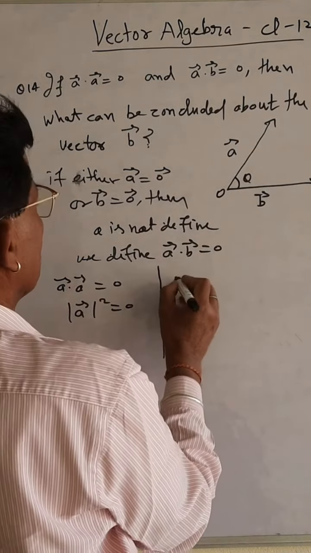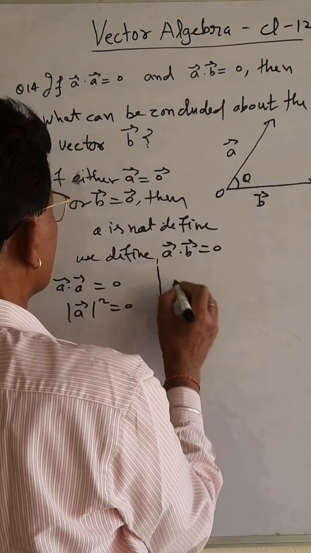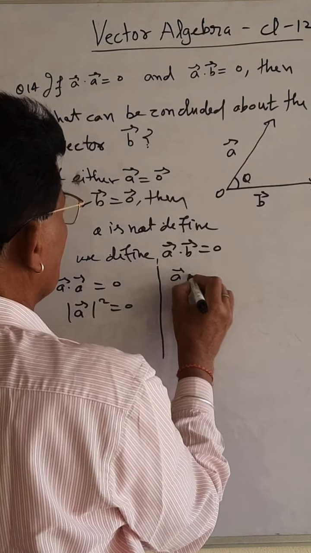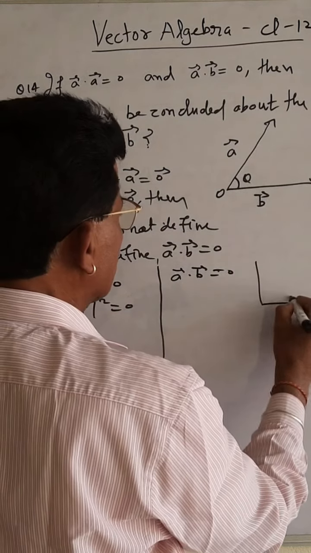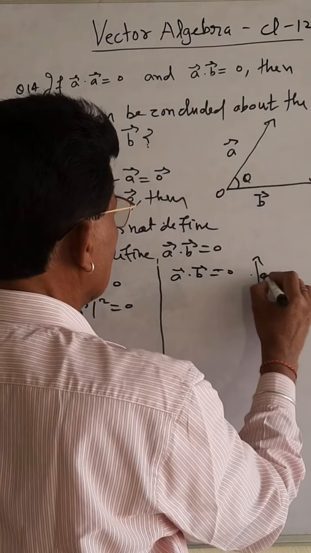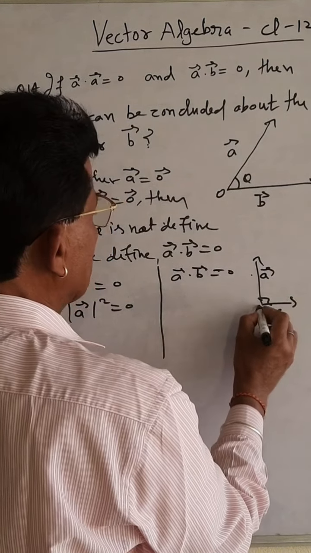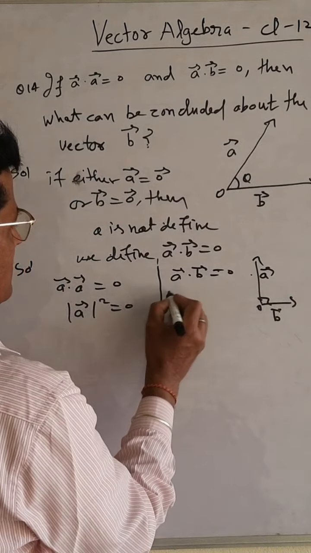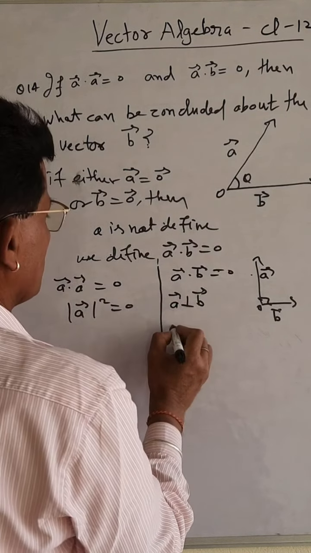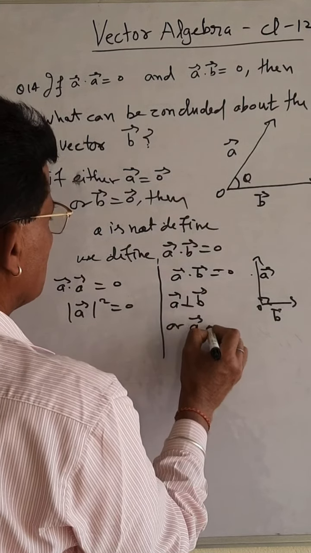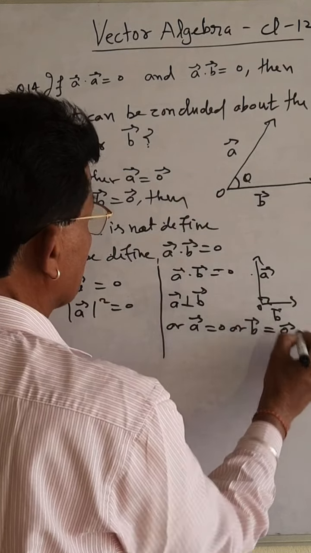Okay. Another thing, what is that? Dot product of two vectors is equal to 0. Then what will happen? Either they will be perpendicular to each other, vector A and vector B. They will be perpendicular. This is all. Vector A is perpendicular to vector B. Or what will happen? Vector A is equal to 0 or vector B also may be 0.